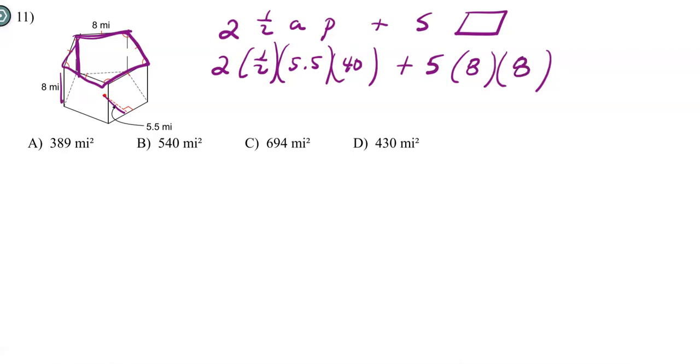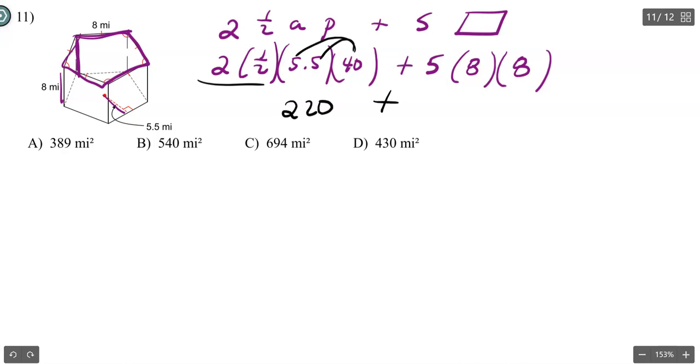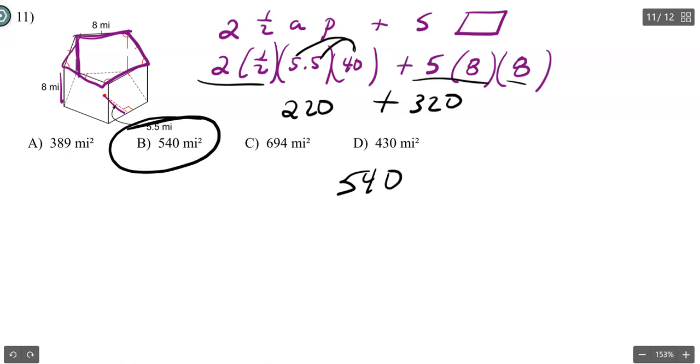All right, see if we can do this one without touching that calculator. So that is 200 plus another 20. So we got 220 here. Over here we have 40 times 8 is 320. 220 and 320 is 540. That's a little better. B.